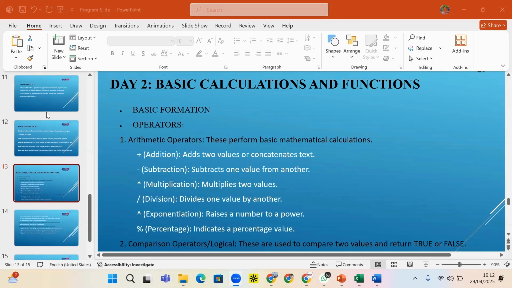In the last class, we were introduced to the Excel interface, and to some basic terminologies and features of Excel. What separates Excel from MS Word, what makes it stand out, and what makes it useful in any organization.